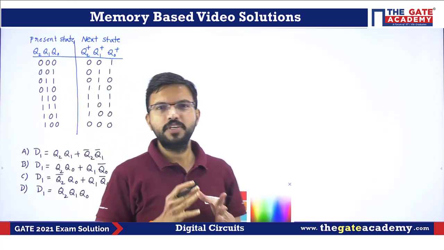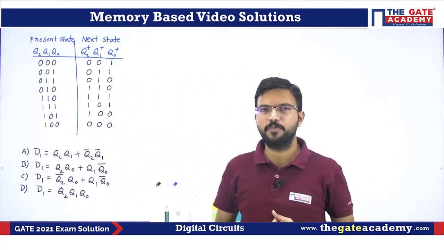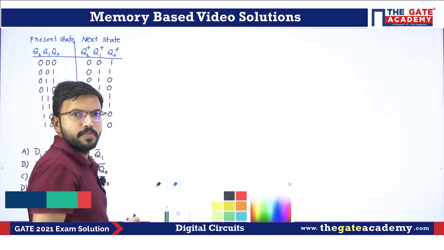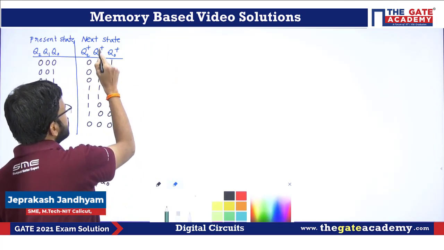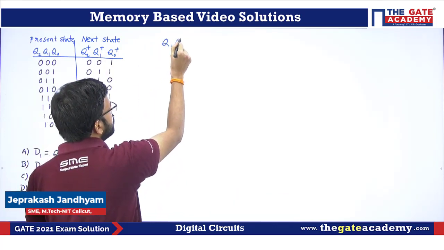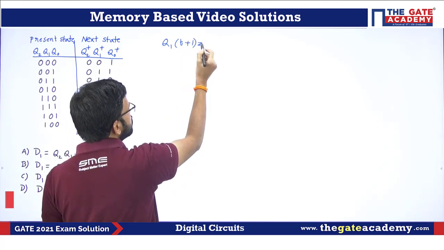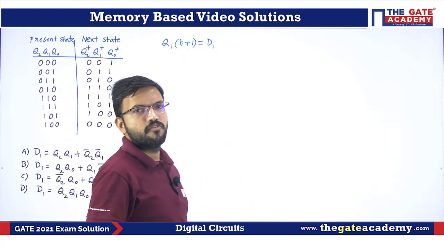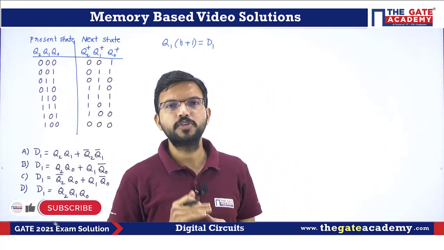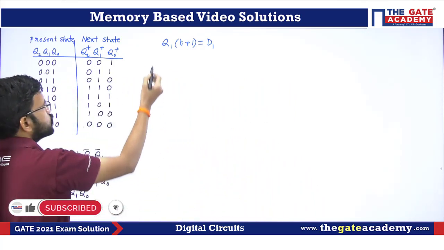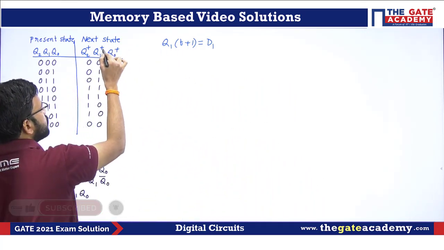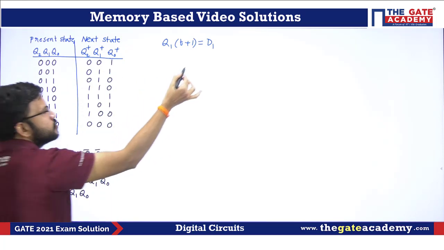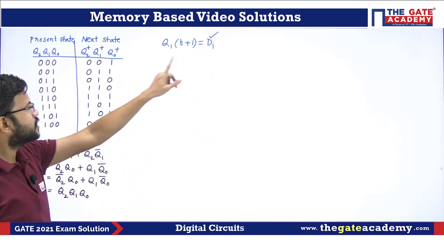I hope all of you are very familiar with the characteristic equation of the D flip-flop. What is the characteristic equation? It is very simple. For example, I am considering the second flip-flop; you have 3 flip-flops, and I am considering the middle one. Q1 of t plus 1 is nothing but D1. Whatever input you have, that will come at the output for the next clock cycle. This Q1 of t plus 1 I have written as Q1 plus. So this is nothing but your input only.